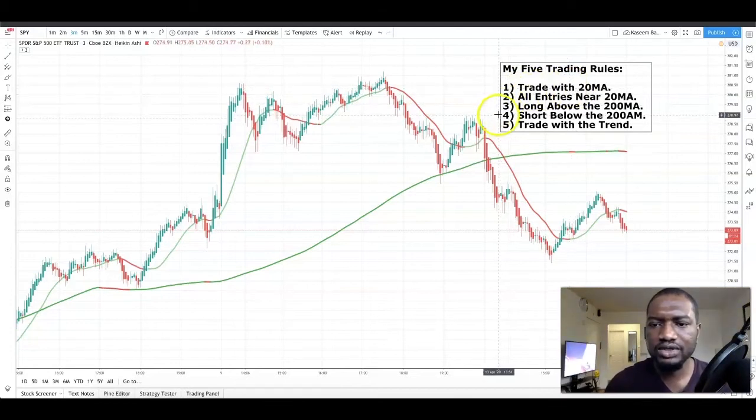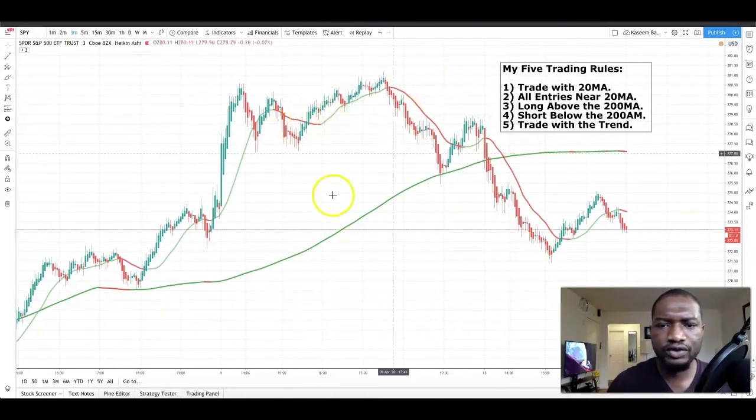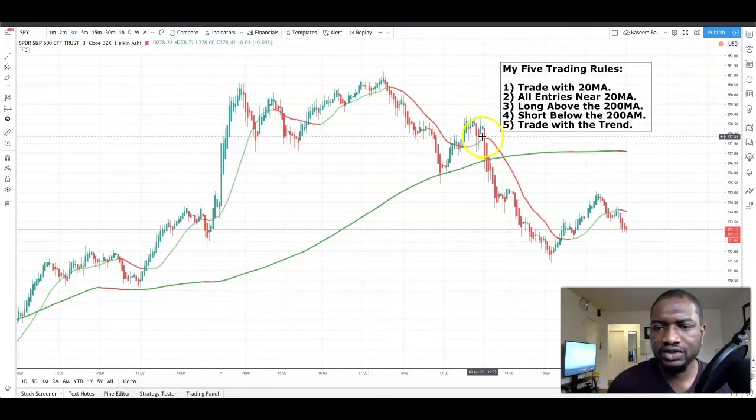The second one is all entry near 20. So if you're going for a long position, you might want to enter here, right? Because it's right next to the 20. If you're going for a short position, you might want to enter around here because it's also right next to the 20. Right here is a good one for a short. This is a good one for a short. As you can see, the market is still open. You can see the countdown right here.